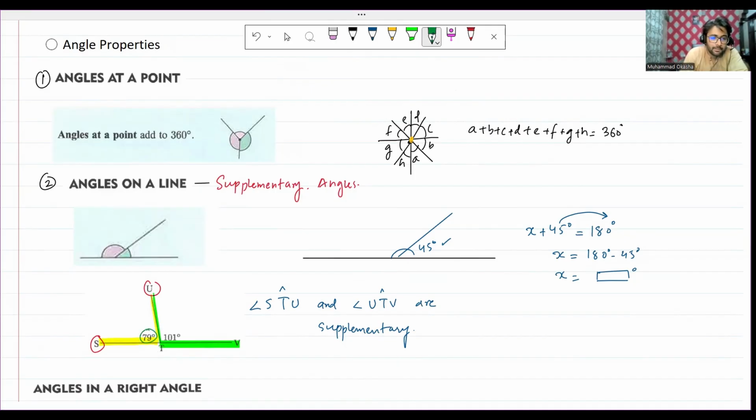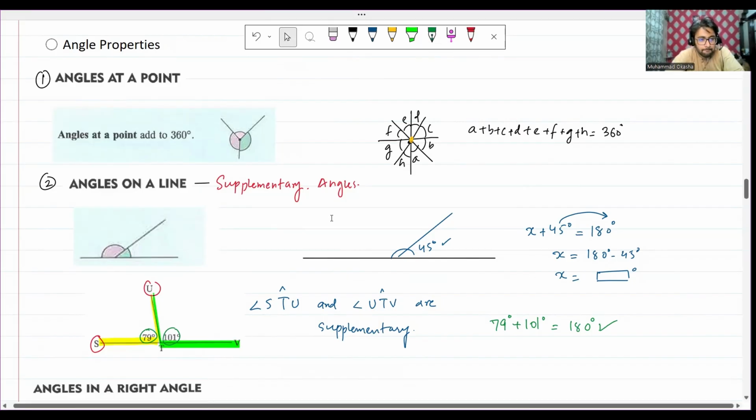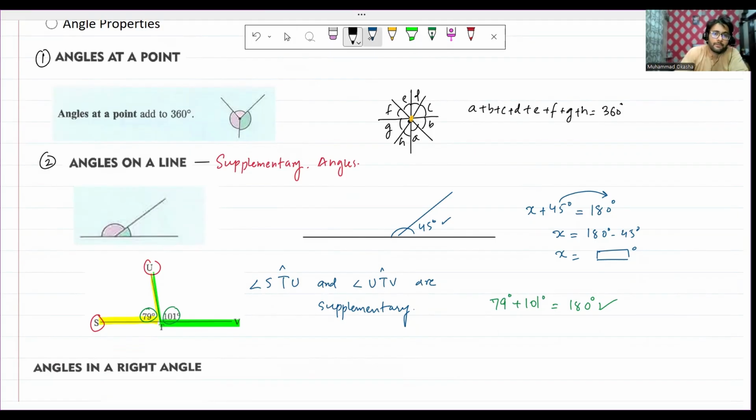Okay, you have 79 degrees, 101. If you add both of them, 79 degrees plus 101 degrees, you're going to get 180 degrees. So definitely they are supplementary angles. Okay, simply, supplementary angles are those which add up to 180 degrees, right? Supplementary angles are those which add up to give 180 degrees.